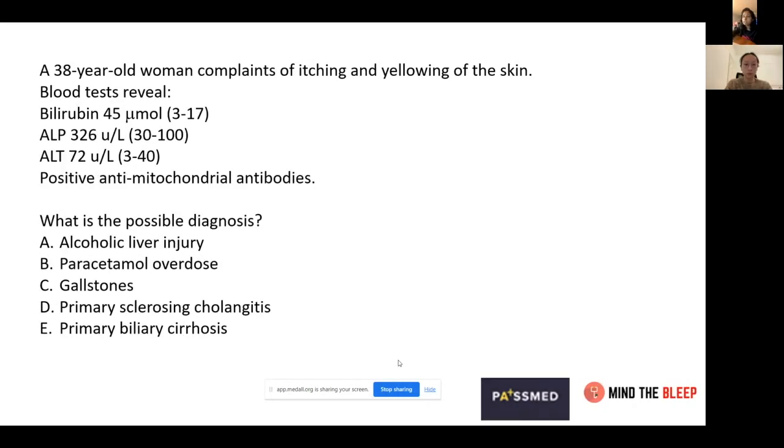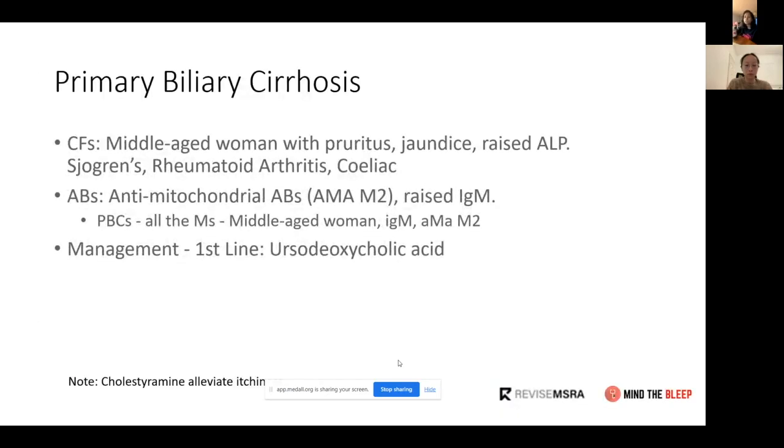So in a 38-year-old woman who's having pruritus and jaundice, you see the bilirubin is deranged, so their synthetic function is deranged, and you see that the ALP is much higher than the ALT, and they've got positive antibodies. And this would be primary biliary cirrhosis, because primary biliary cirrhosis would have positive anti-mitochondrial antibodies. So just remember, primary biliary cirrhosis tends to be in middle-aged women, and they can present with pruritus, jaundice, and raised ALP, as mentioned before in that case vignette.